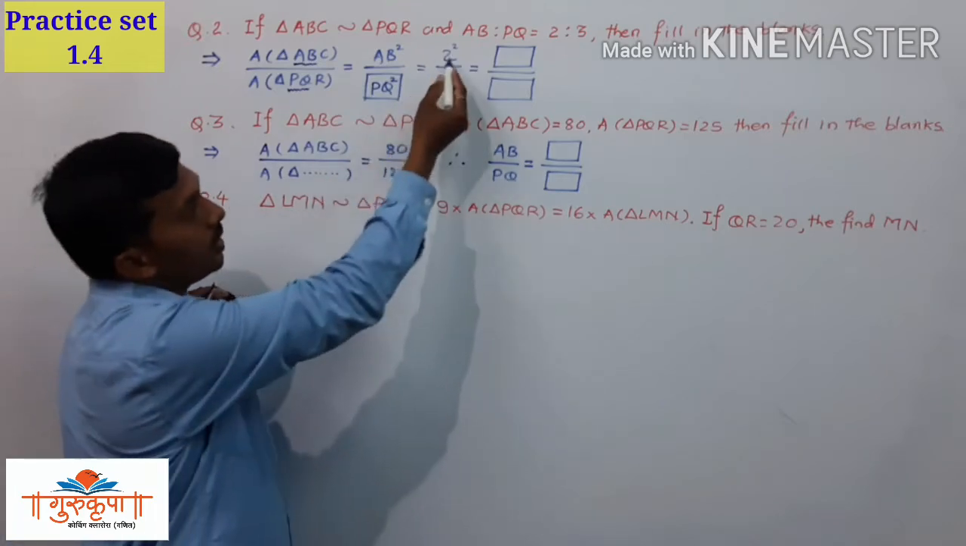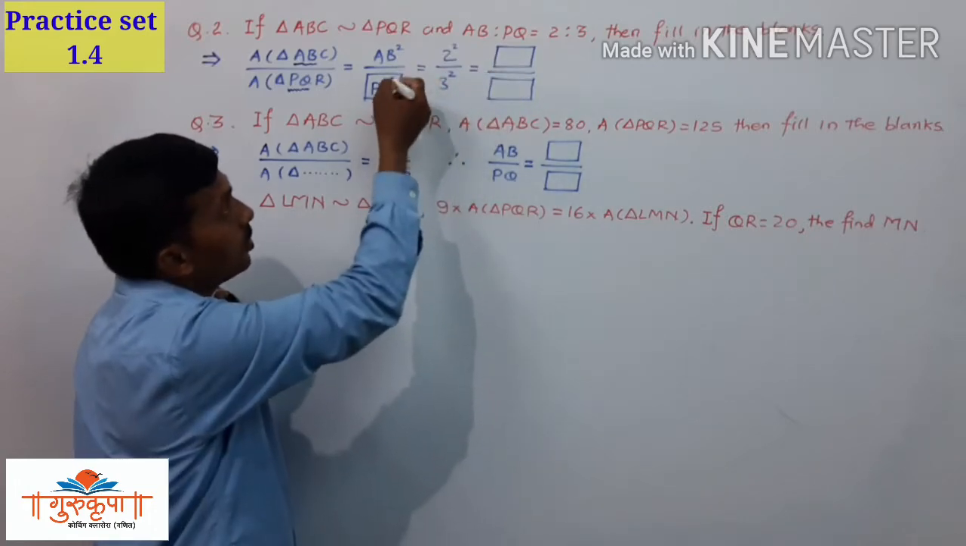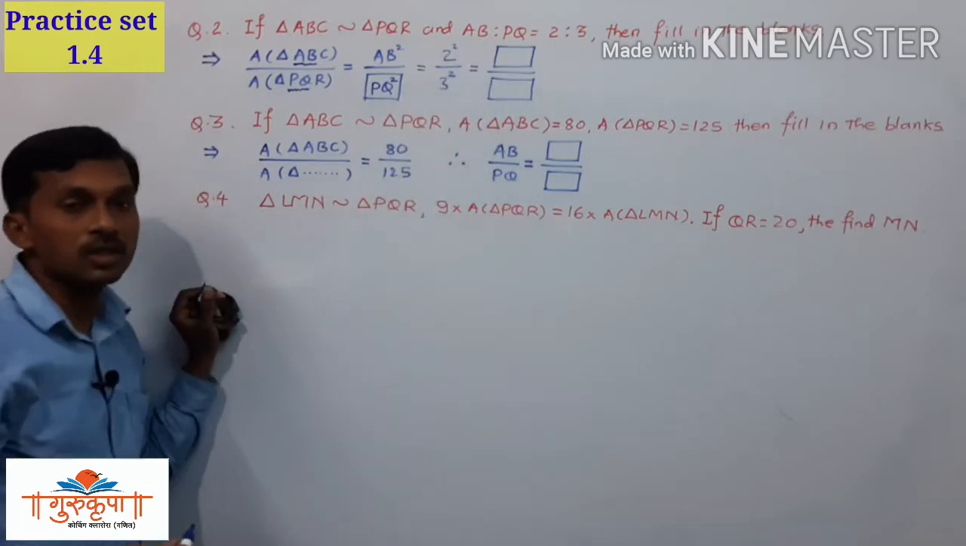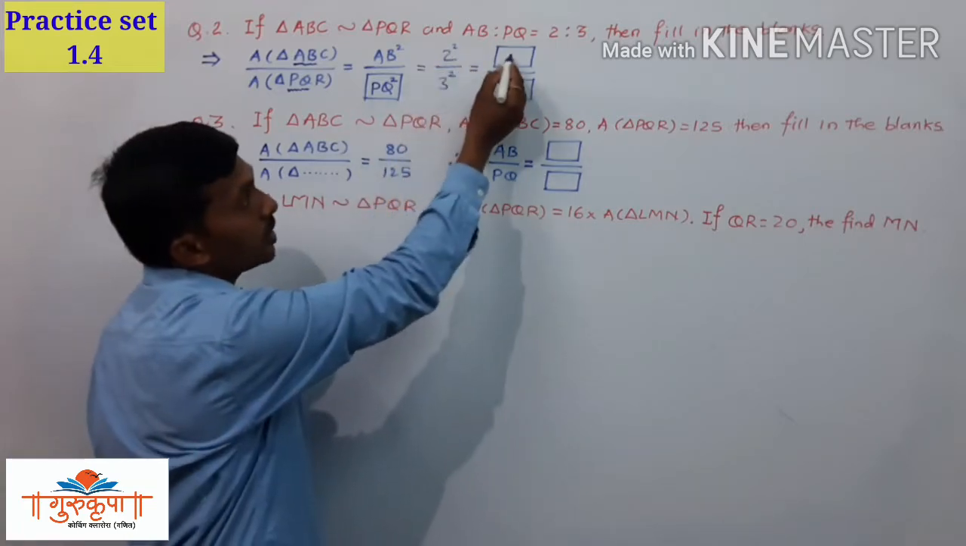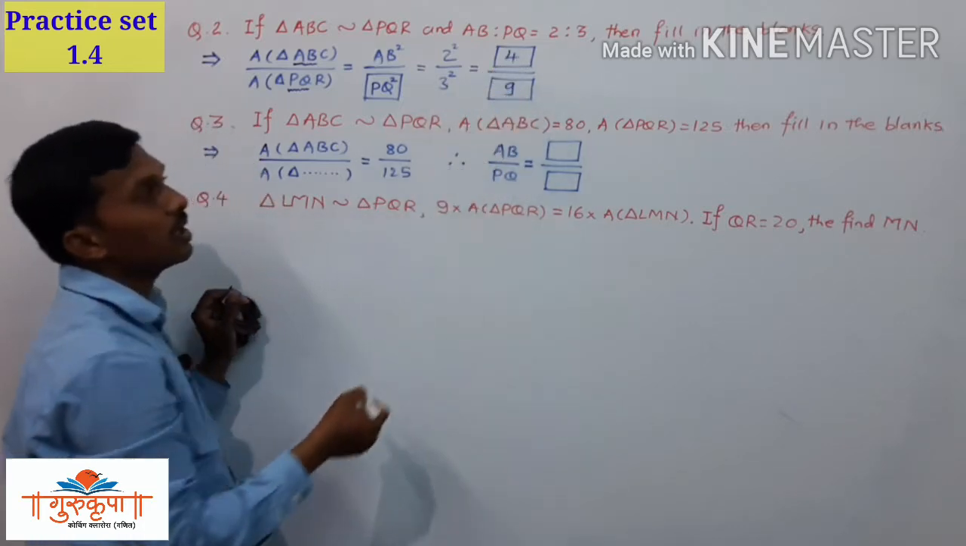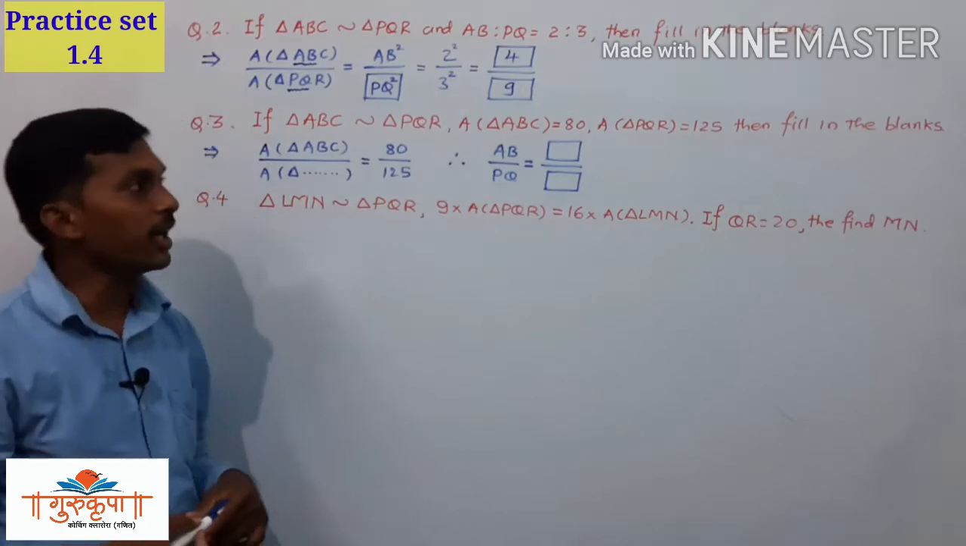Now here we have given the value of AB is to PQ, that is 2:3, and AB square upon PQ square is given. So 2 square upon 3 square. Now here we have to write 2 square, that is 4, and here we have to write 3 square, that is 9. So this is all about the second example, which is an activity.